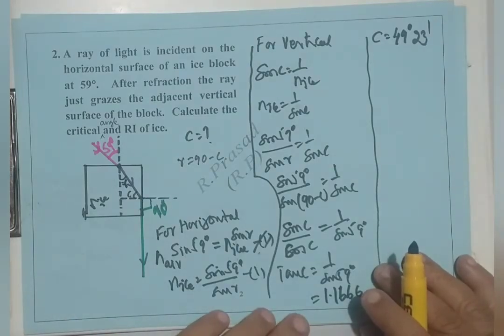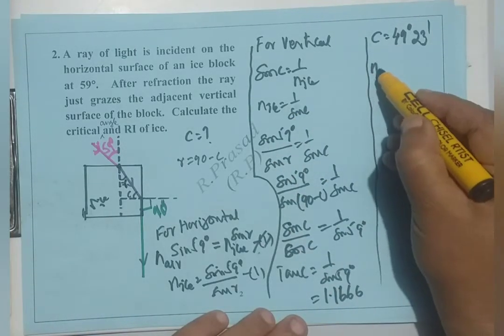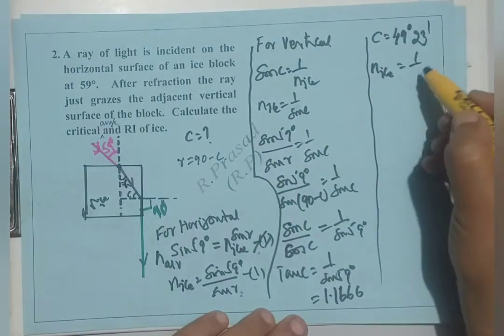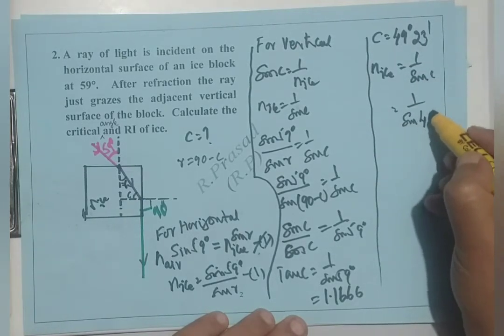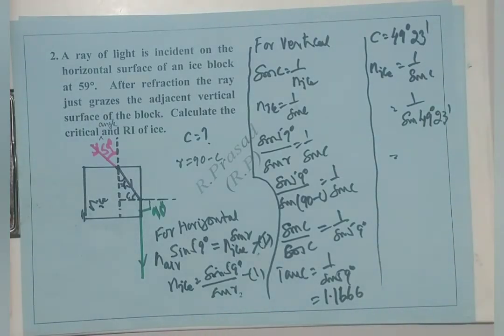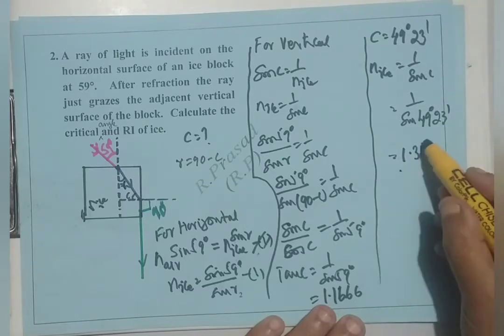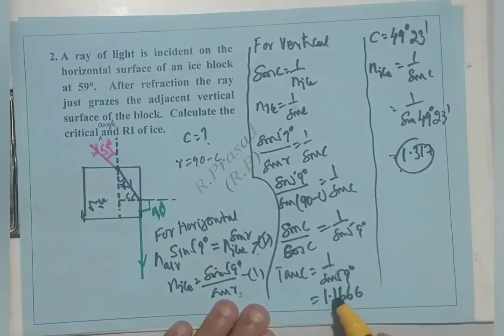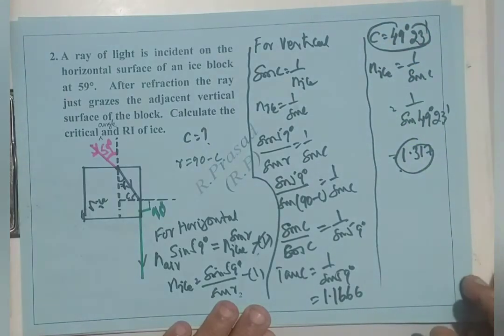So once we know the critical angle, we can get N ice directly. N ice, as we know, is 1 by sin C, 1 by sine of 49 degree 23 minutes, which amounts to 1.317. This is the final answer for this problem, and C value is this one. So that's how we solve the problem.